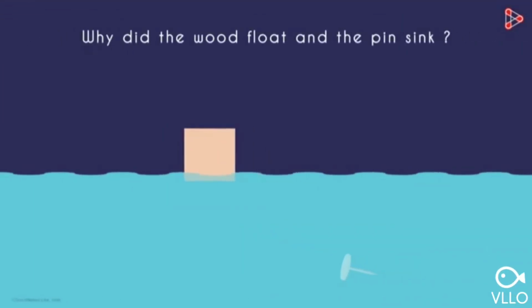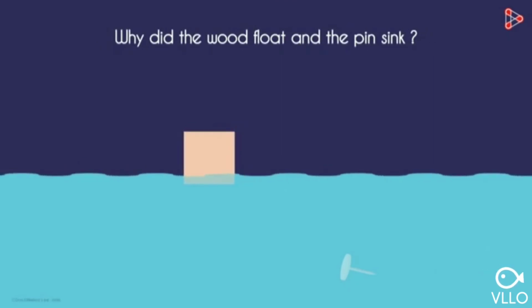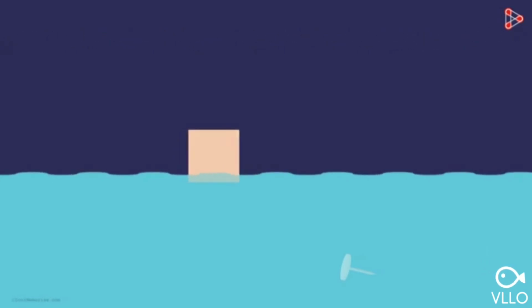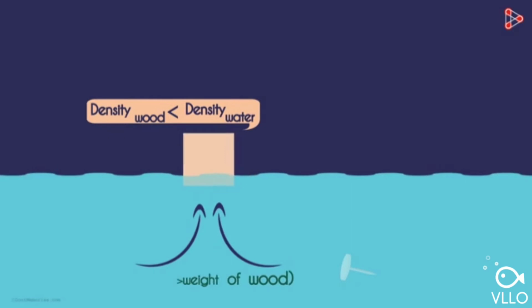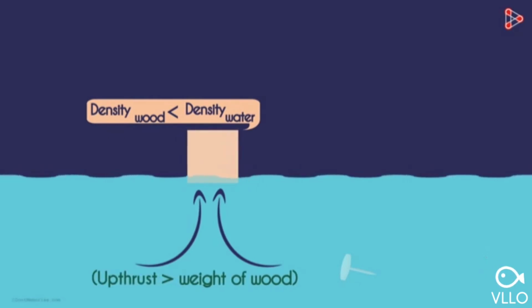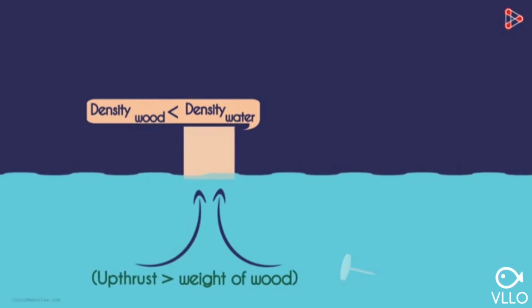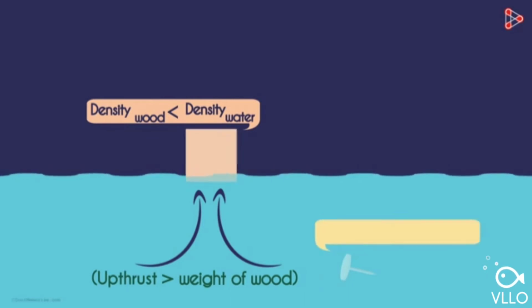Like wood: the density of wood is less than that of water, so we find that it floats on the water. But iron, its density is greater than that of water, so we find that it sinks in water.